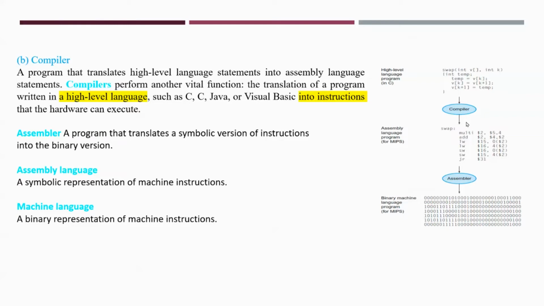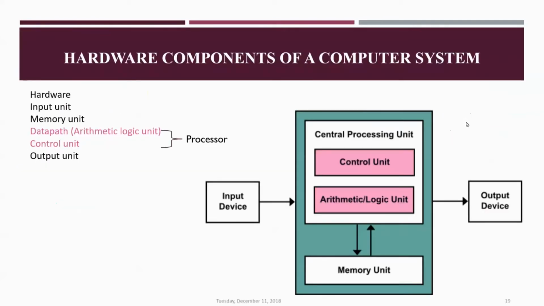So this is all about the software part of a computer system. Now we will go to the hardware part of a computer system. So what are the important hardware components of a computer system? Basically, the hardware components of a computer system can be divided into 5 main parts: input unit, memory unit, data path unit, control unit, and output unit. In this, the data path unit is otherwise known as the arithmetic and logical unit, and the data path unit and control unit together we call the processor.